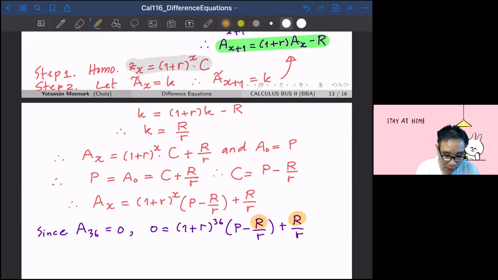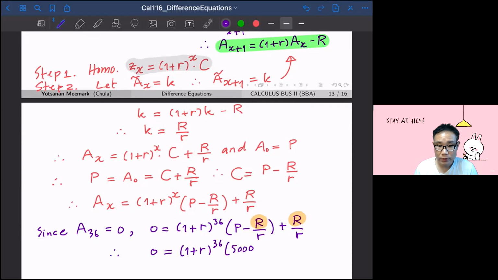We know P, which is 5,000, so it's going to be 0 equal to (1 plus r) to the 36, and I'm not going to put R because my R is kind of not nice. Your principal is 5,000. So basically, in terms of P and r, you get the formula. It should be better, right?